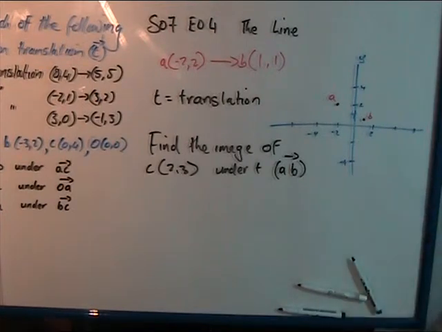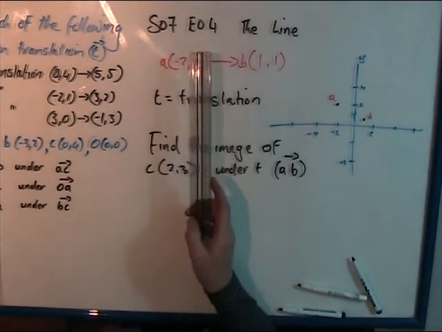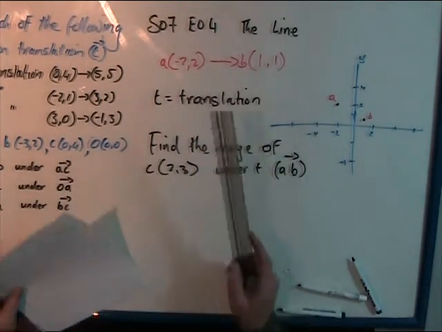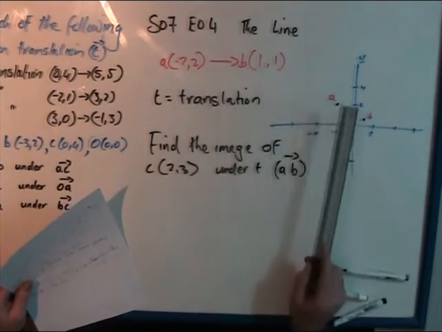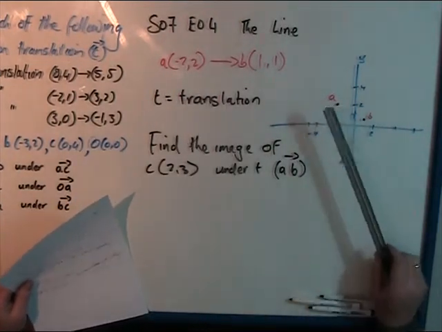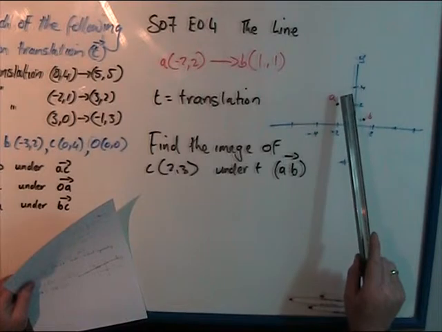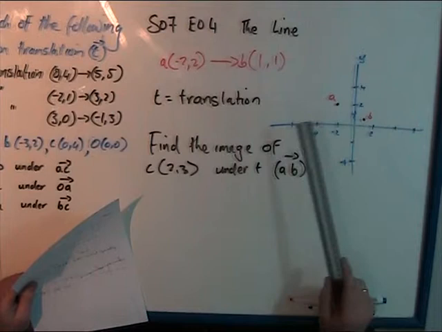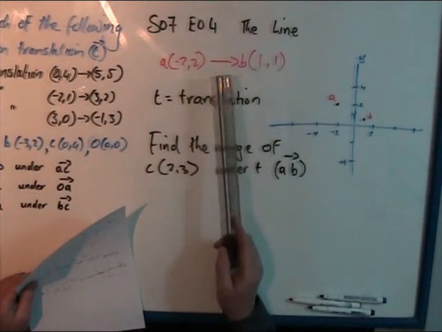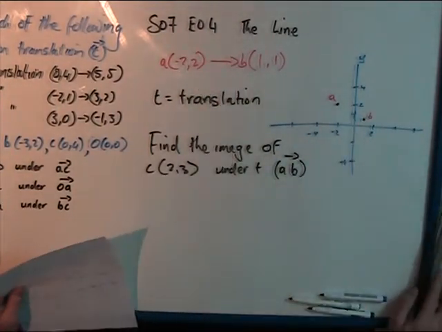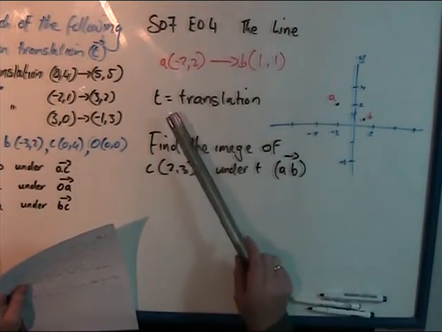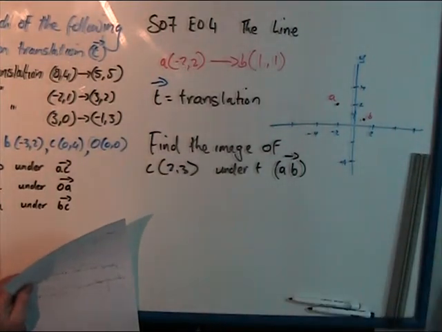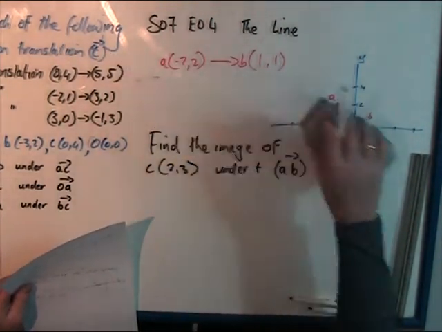Okay, so this is Series 7, as I said, Episode 4. Now, the translation. A is a point (-2, 2), and B is a point (1, 1). Now it says, this is the translation. T is a translation and it's usually denoted by an arrow over the top. So let's have a look at this question.